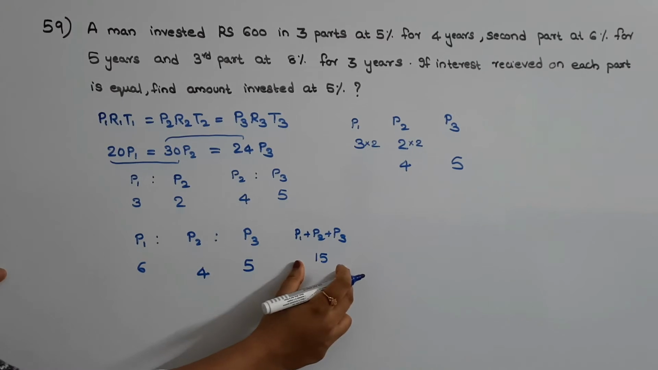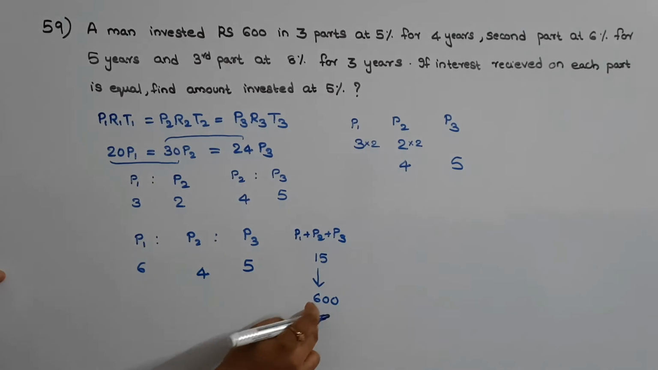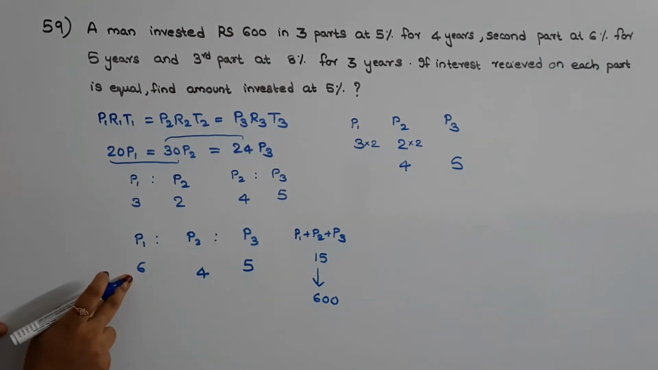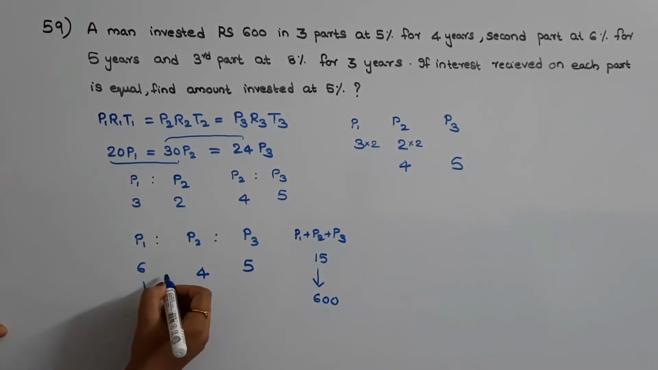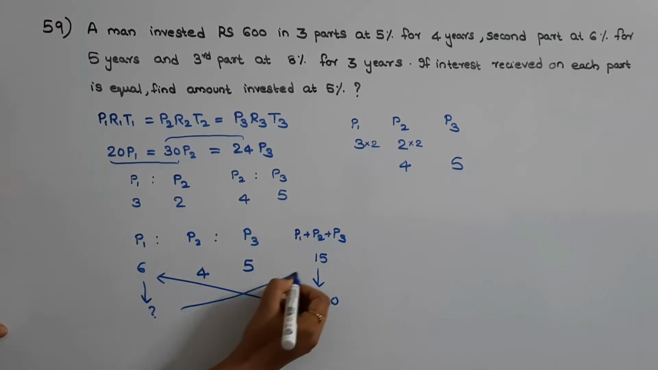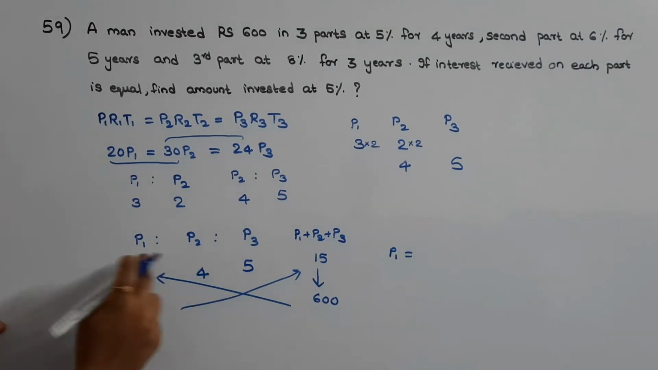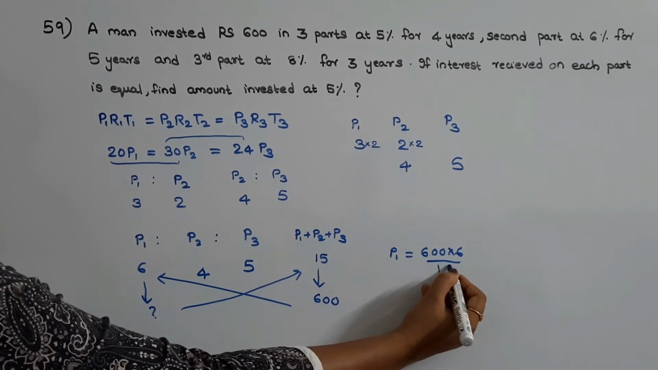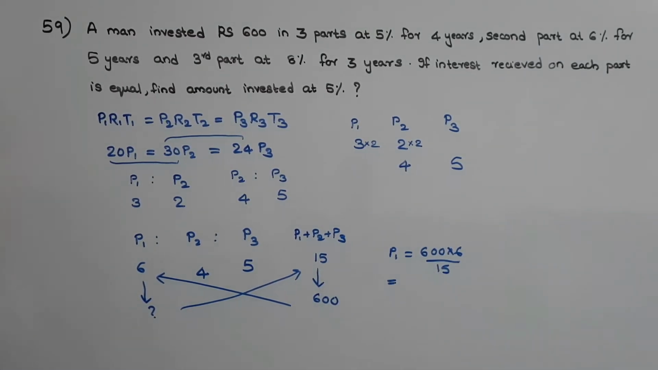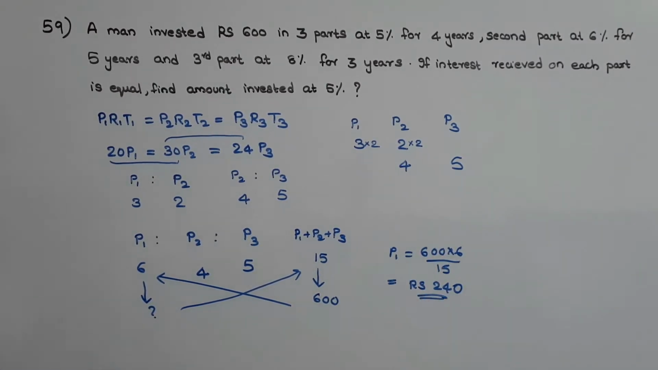Now this total principal is given in the question as 600. So if this can be represented as 600, how can we write this 6? Or we need the value of P1. How can we write this 6? We can find it out by cross multiplication. Hence P1 will be equal to 600 into 6 divided by 15. So that will be equal to rupees 240. If you solve this, you will get the answer as rupees 240.